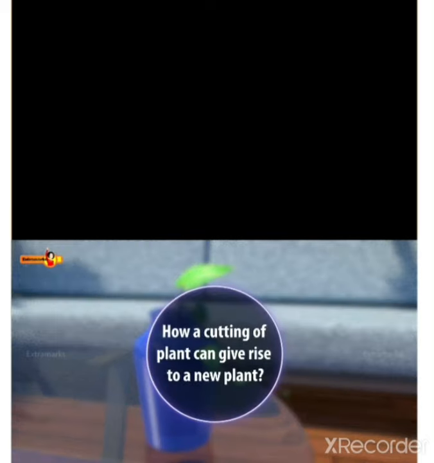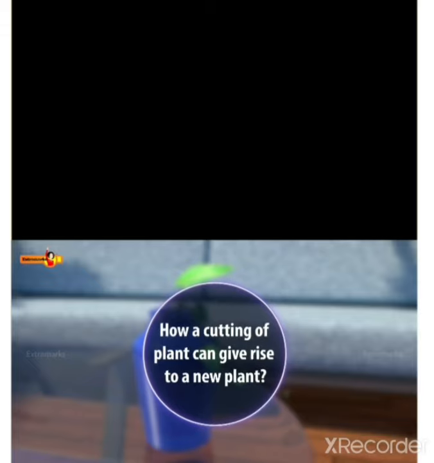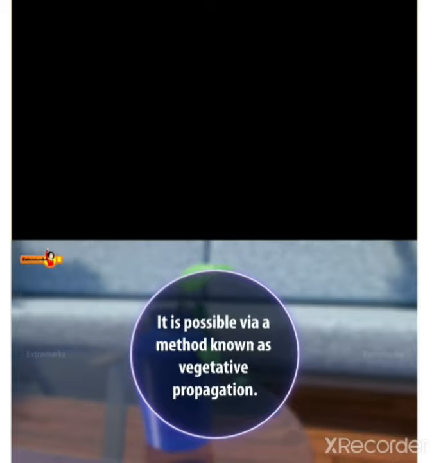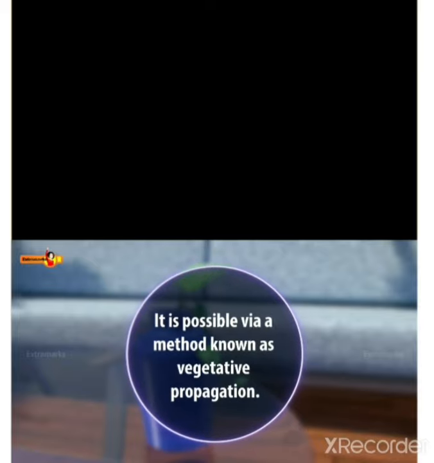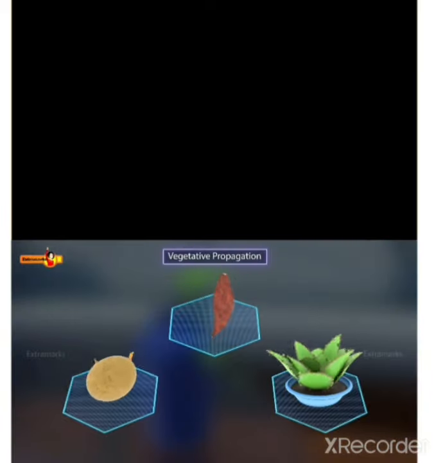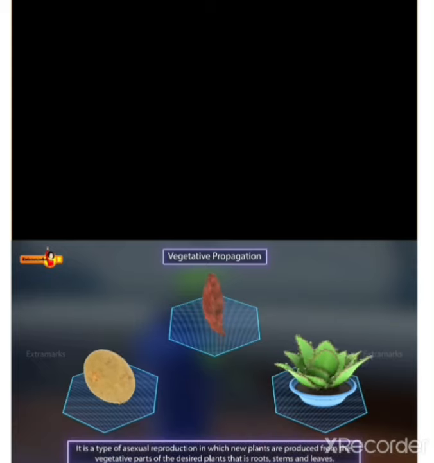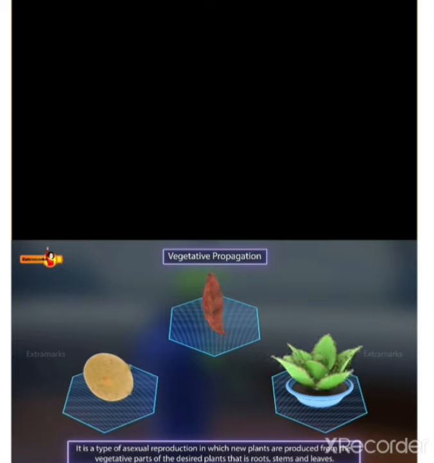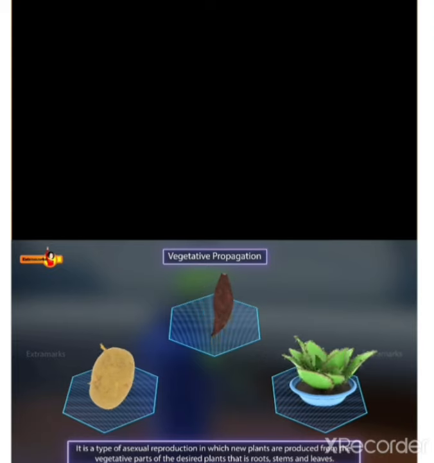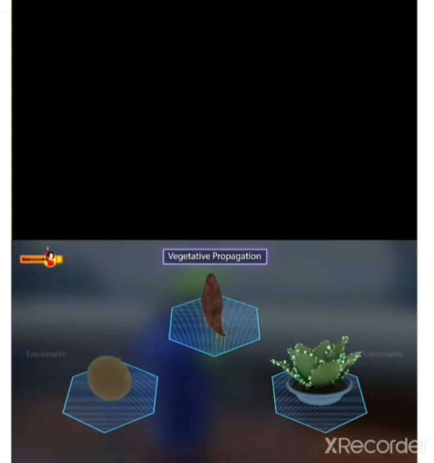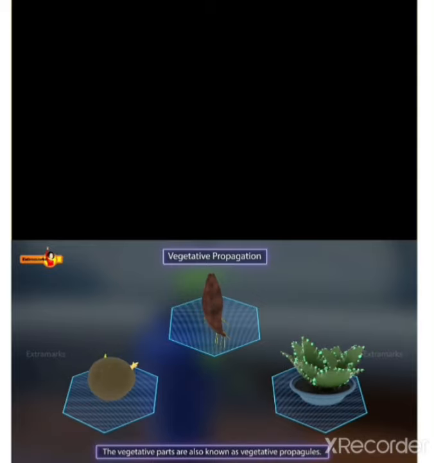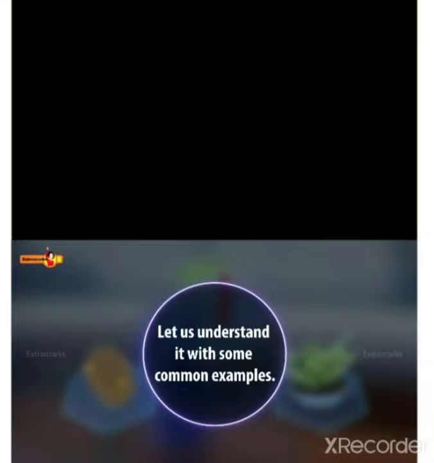Let us understand how a cutting of a plant can give rise to a new plant. It is possible via a method known as vegetative propagation. Vegetative propagation is a type of asexual reproduction in which new plants are produced from the vegetative parts of the desired plants, that is, roots, stems and leaves. The vegetative parts are also known as vegetative propagules. Let us understand it with some common examples.